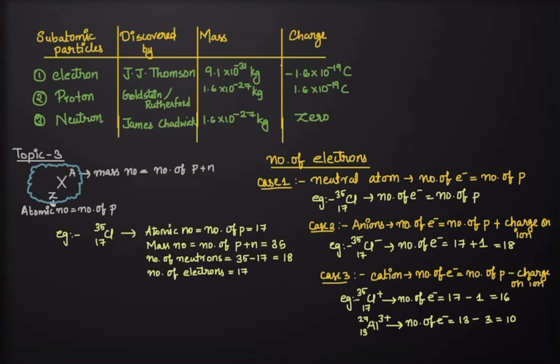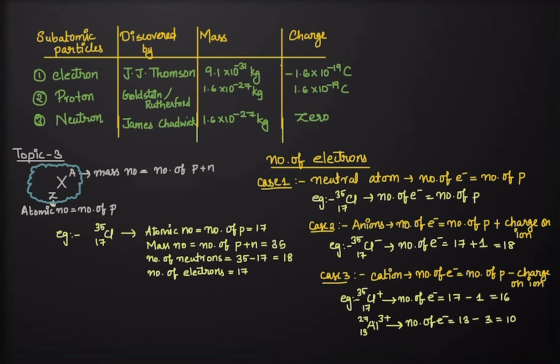So, the electron was discovered by J.J. Thomson, mass 9.1 times 10 raised to minus 31 kilogram, charge minus 1.6 times 10 raised to minus 19 coulomb. Charge of proton is plus 1.6 times 10 raised to minus 19 coulomb, and charge of neutron is 0. That means the neutron is neutral. Mass of proton is 1.6 times 10 raised to minus 27 kilogram, approximately equal to the mass of the neutron. James Chadwick discovered the neutron, the proton was discovered by Goldstein or Rutherford, and J.J. Thomson discovered the electron. Then topic 3 is mass number, equal to A.